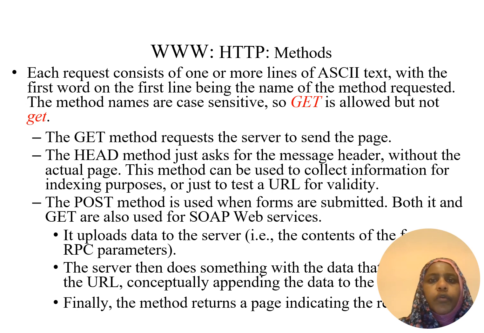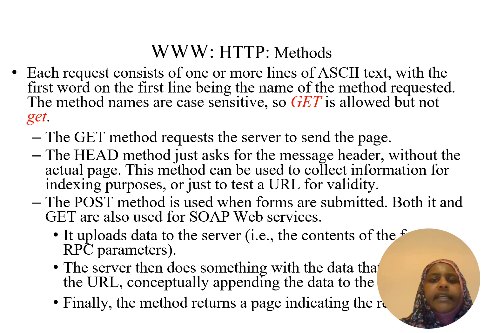Each request consists of one or more lines, with the first word of the first line being the name of the method requested. The method name is case sensitive, so GET in capitals is allowed, but get in small letters is not allowed. The GET method requests the server to send a page, whereas the HEAD method requests the server to send the header of the page only. This can be for collecting information, for indexing, for example, or for web searches, or just to test the URL validity.